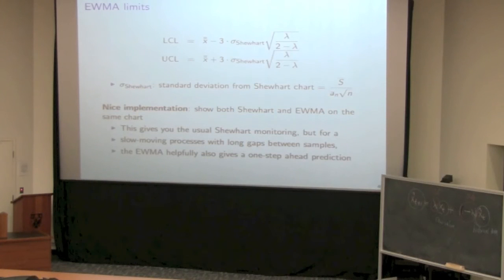Okay, and then the control limits for the EWMA chart work exactly the same way as before. It's some target plus or minus 3 times the standard deviation. The standard deviation we use is the standard deviation you would have calculated with the Shewhart chart, whatever that standard deviation was. So there is R divided by A and then there's just this modifier. The nice thing is that you get this monitoring of a regular Shewhart chart, but you also get this one-step-ahead prediction, which might be very useful for a slow moving process. So there are two key advantages here. One is you can trade off between Shewhart-like behavior and CUSUM behavior. The other is you get the prediction one step into the future.